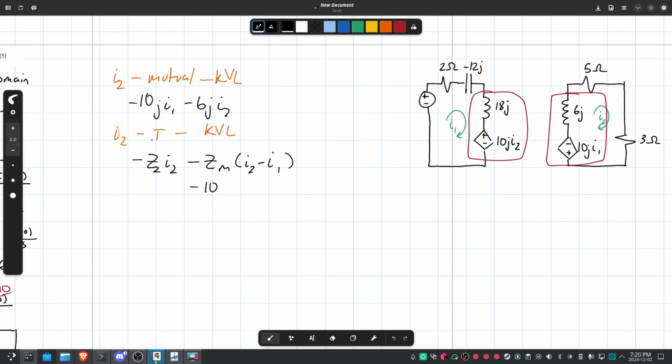Oh, right. Let's expand this out. So it's going to be negative Z2 I2 minus ZM I2 plus ZM I1. Now, I1 is supposed to have negative 10, and once again, if we apply ZM, that's going to be correct. So, negative Z2 plus ZM I2 plus ZM I1.